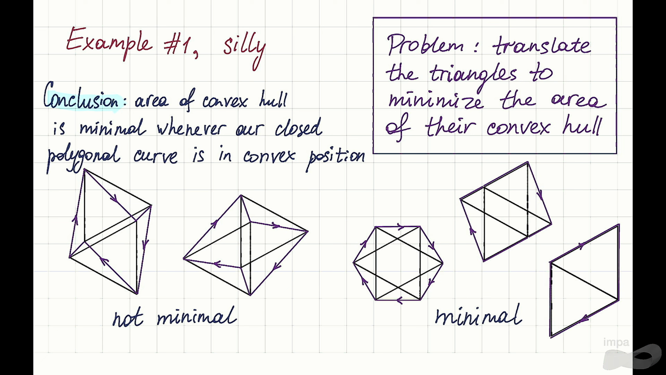But the conclusion, if you adapt the two steps of this argument, is that the area of the convex hull is minimal whenever our distinguished closed polygonal curve is in convex position. For those examples, I just drew this curve, and you can see that here it's not in convex position, here it's not, but in the minimal examples it always is, so it's some kind of characterization. Okay, so if there are any questions about this silly example, please ask me.